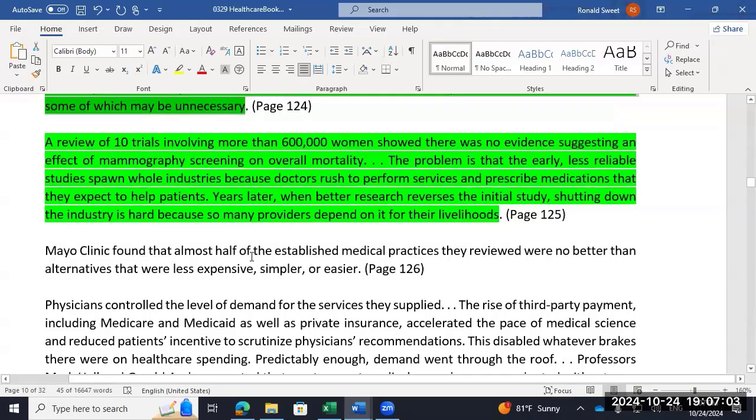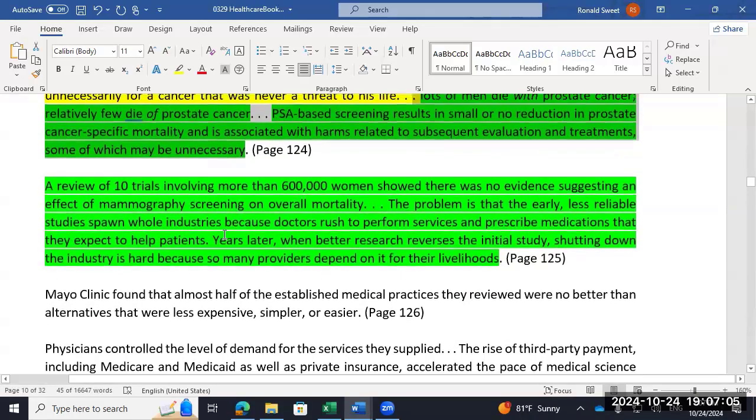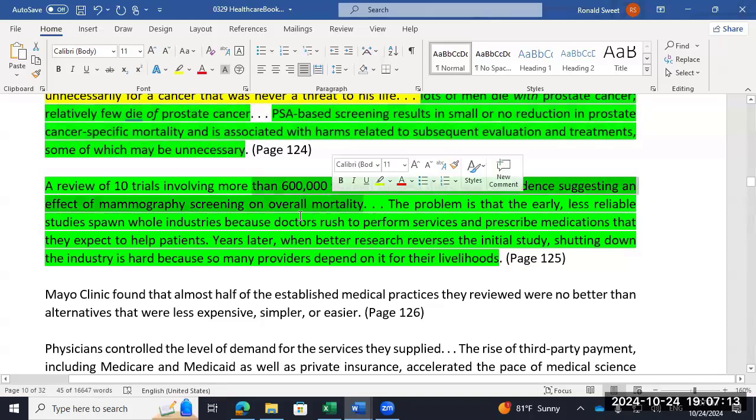A review of 10 trials involving 600,000. We've already talked about mammography. The problem is that the early, less reliable studies spawn whole industries. So there's evidence mammography doesn't work. I saw a video not too long ago, the doctor saying the exact same thing. But why do we do them?